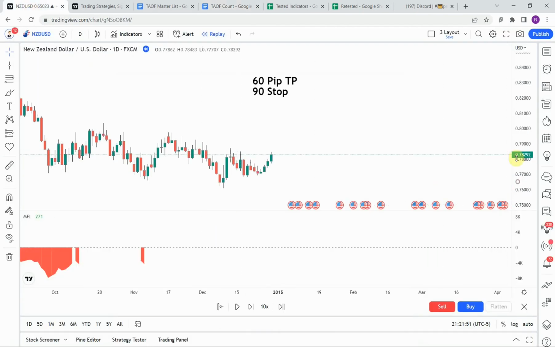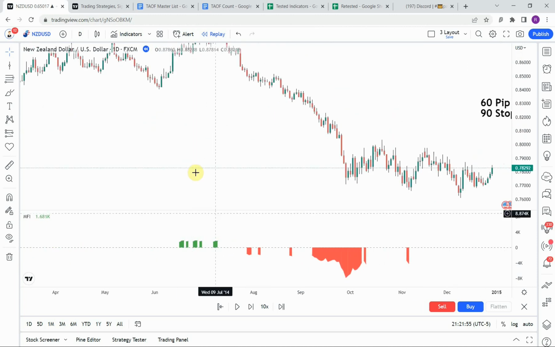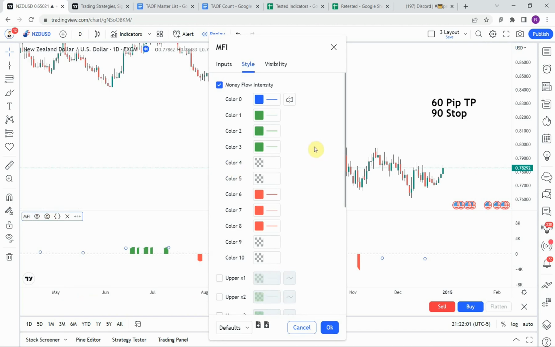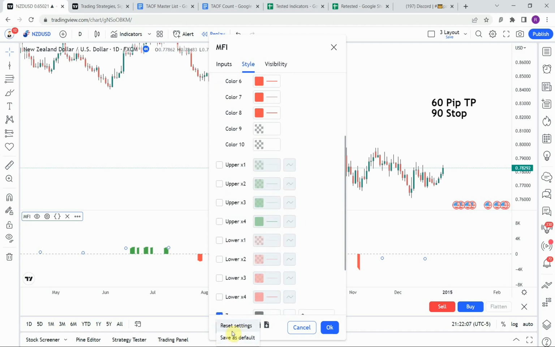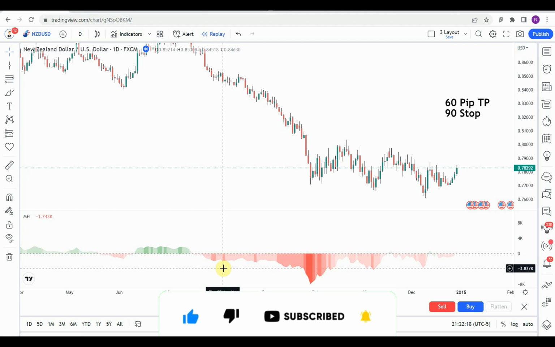Alright, so today's indicator is the money flow intensity indicator. You can see it here on the bottom of the screen. It did make a few visual changes to this. And so if we actually go in, let's see, let's do this. It's just reset here. So this is what it looks like on the default settings here.